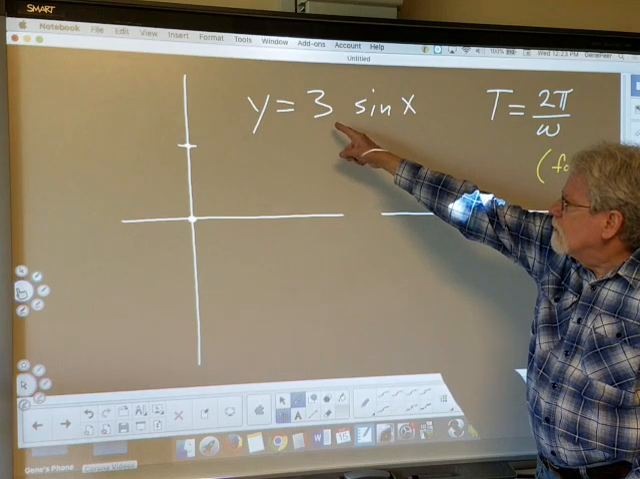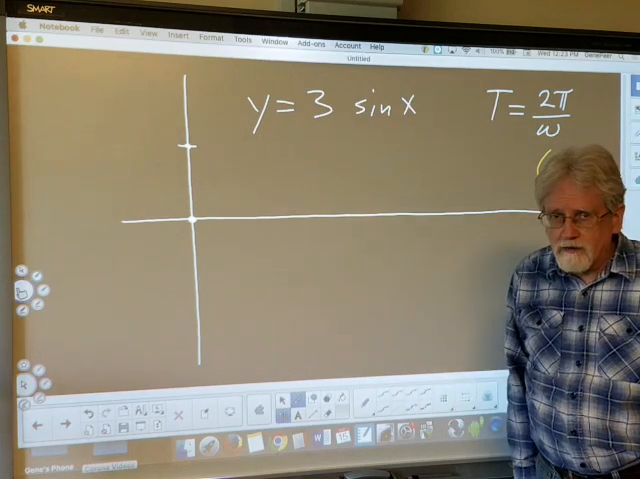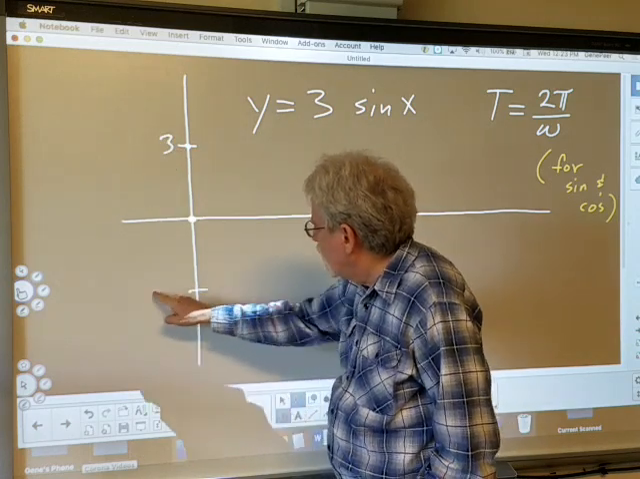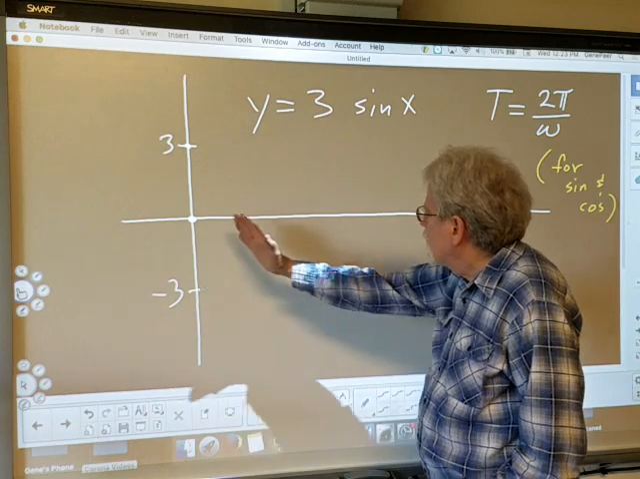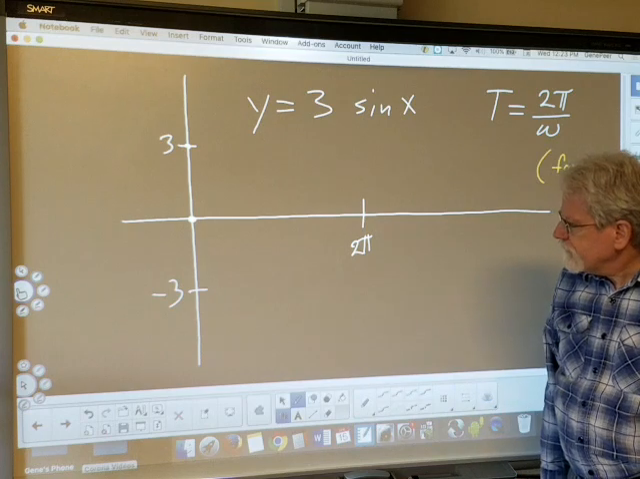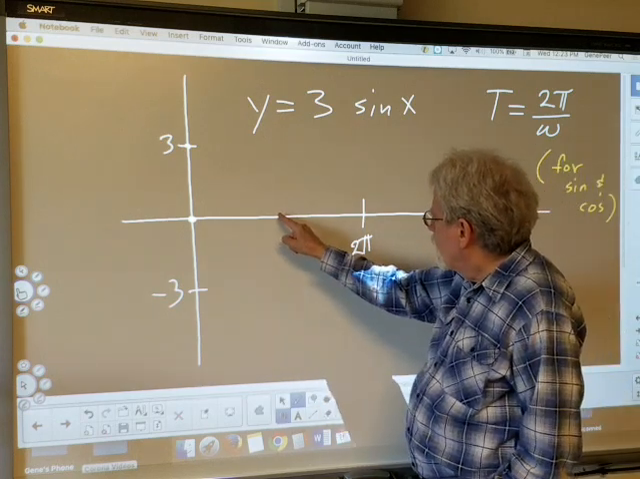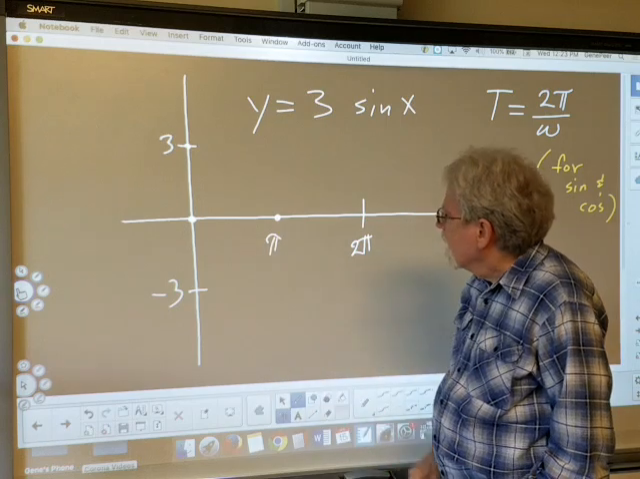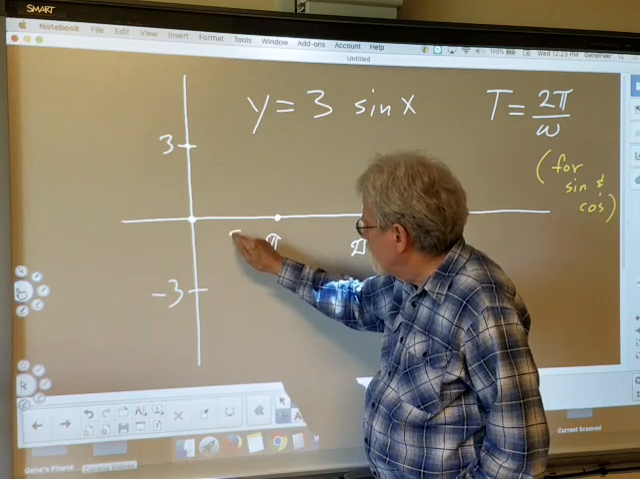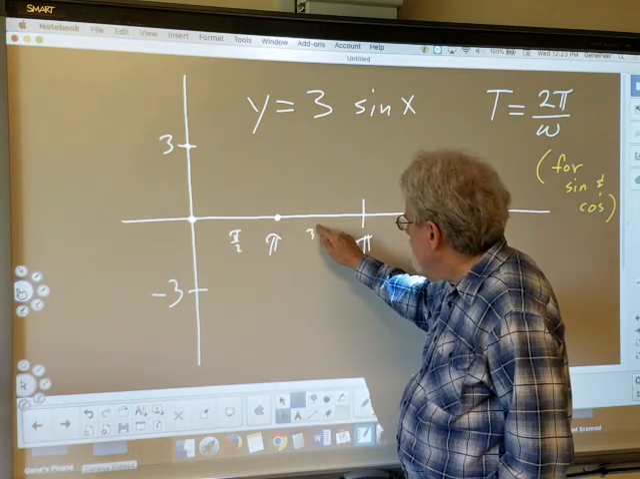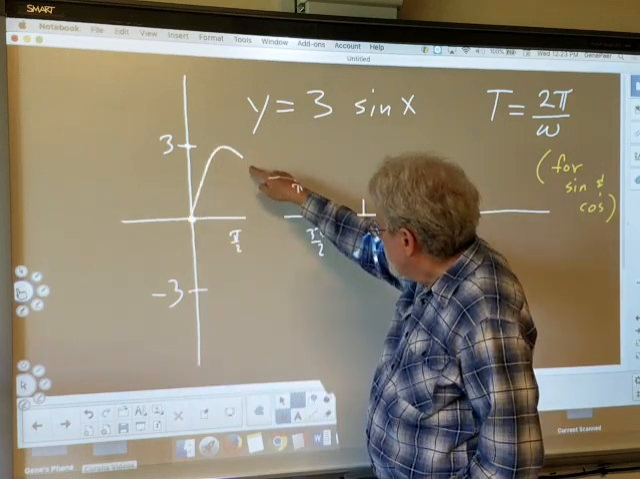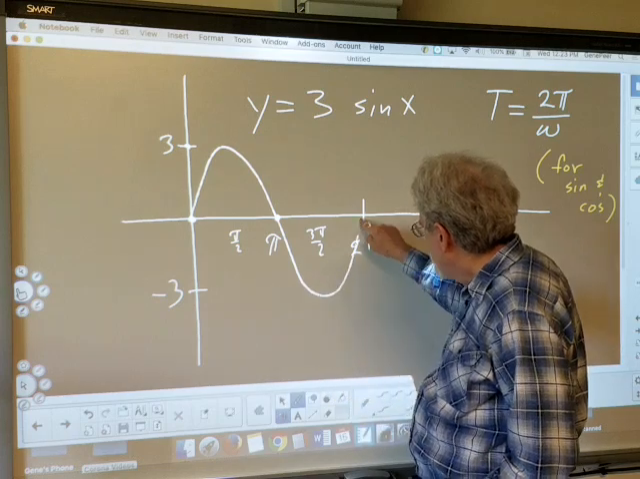But it has an amplitude of 3. So it's going to start here, go as high as 3, and as low as -3. And it has to fit one complete cycle in the space of 2 pi, which means it needs to pass through 1 pi. It must have a maximum point at pi over 2 and a minimum at 3 pi over 2. So what's it look like? From here to there, down through here, to there, and back up here again.